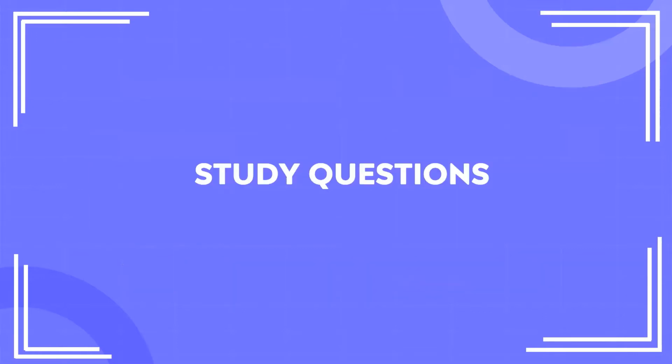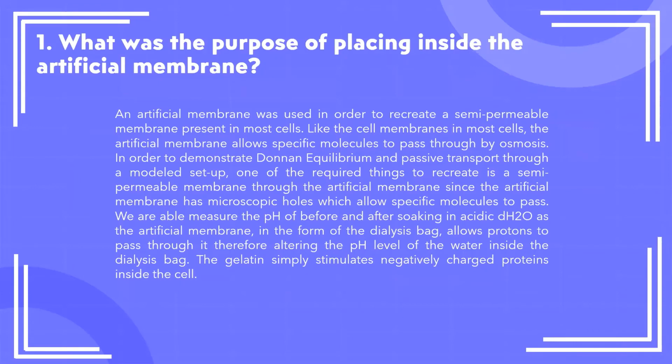For the study questions, for the first study question, the answer is that an artificial membrane was used in order to recreate a semi-permeable membrane. Therefore, we need to use the artificial membrane in order to simulate Donnan equilibrium, since Donnan equilibrium or cellular transport happens in a semi-permeable membrane. Artificial membranes provide that semi-permeable membrane in order for specific ions to pass through.